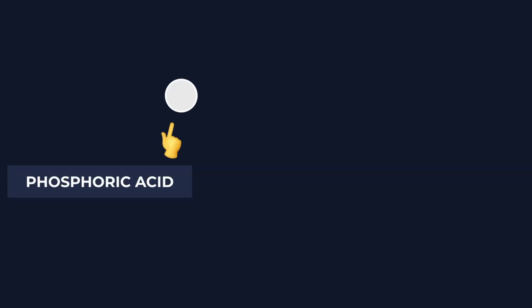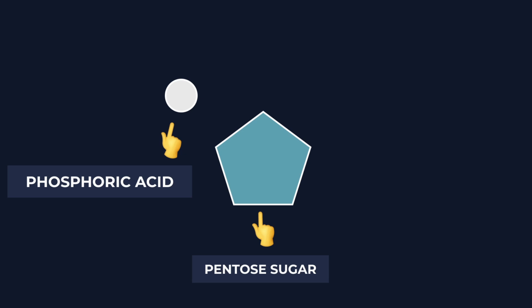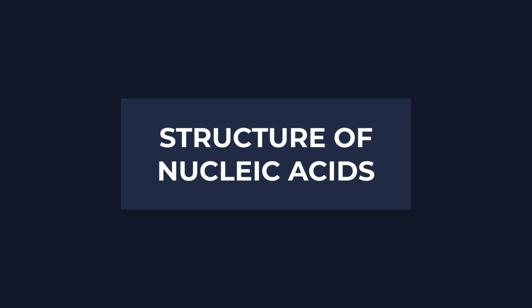So on hydrolysis, we get 3 things: a phosphoric acid, a pentose sugar, and a base. So it means that these 3 items are present in nucleic acids. And yes, they do. So let's learn how these 3 items are structured in a nucleic acid.